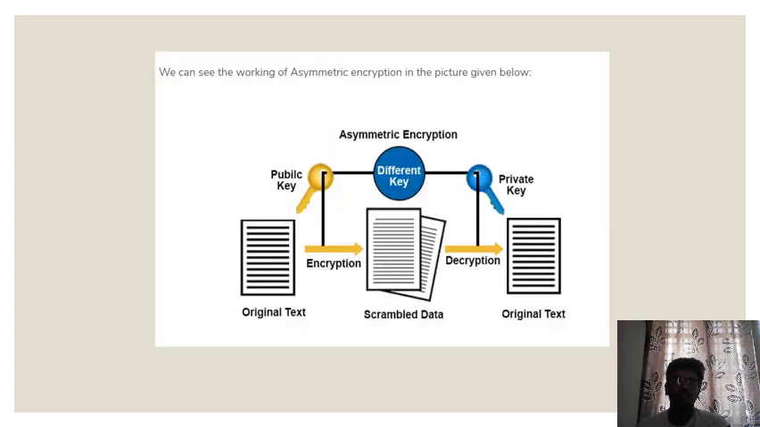We can see the working of asymmetric encryption in the picture given below. Here the original text is sent to encryption using a public key, and the scrambled data is decrypted by using a private key, and we get the original text again.